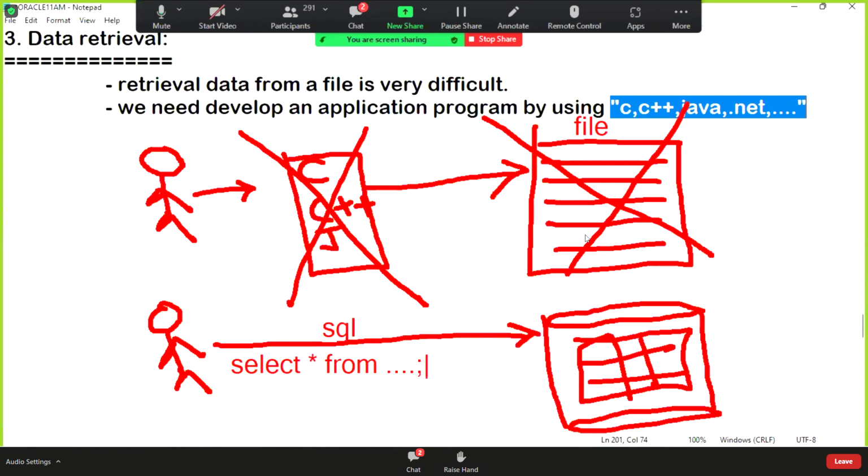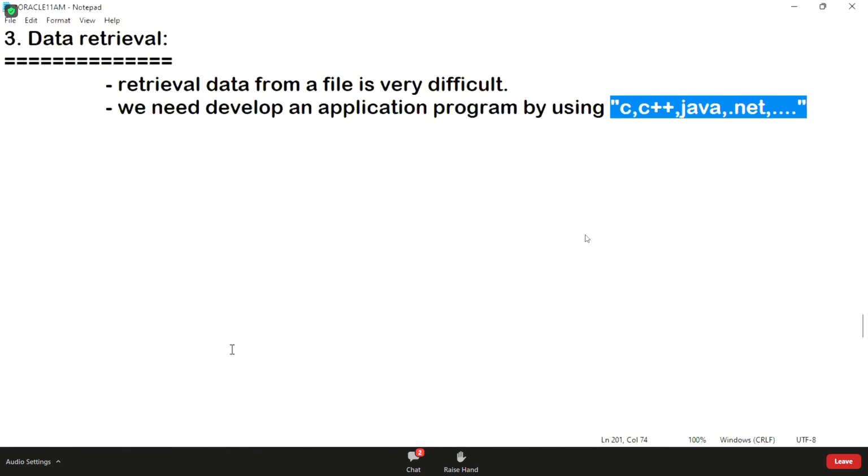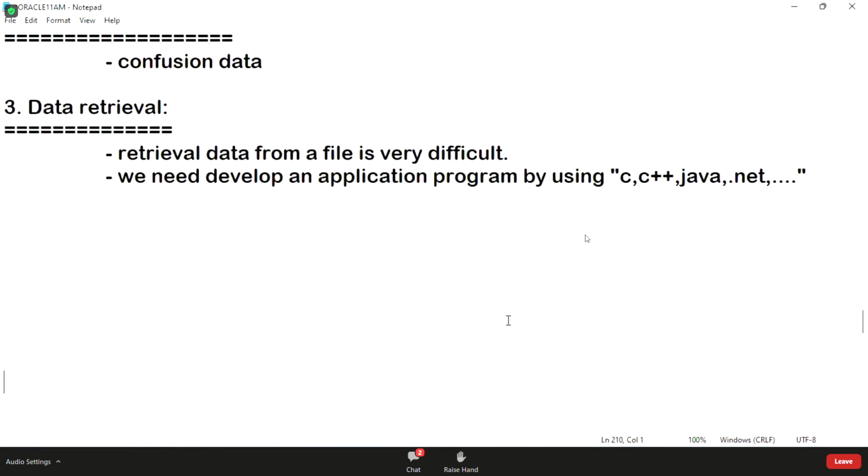But when I store my data in a database and want to retrieve it from there, the user needs no other programming languages. With the help of SQL queries, I can retrieve whatever I want. So this is the comparison of files and databases. Now tell me, is retrieval difficult from a file or from a database? From a file it is difficult. A database is very easy and time saving. So this is one more problem we face under file management systems, otherwise called flat files.